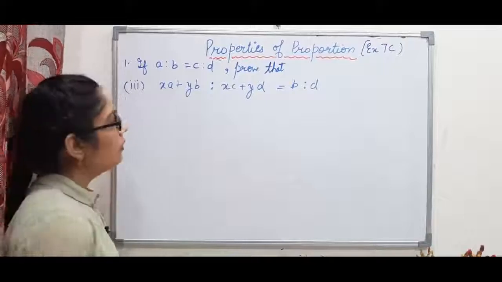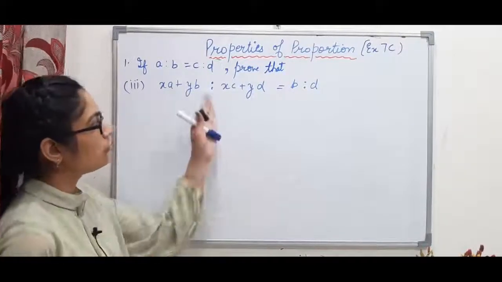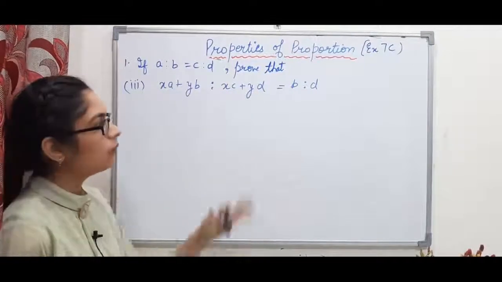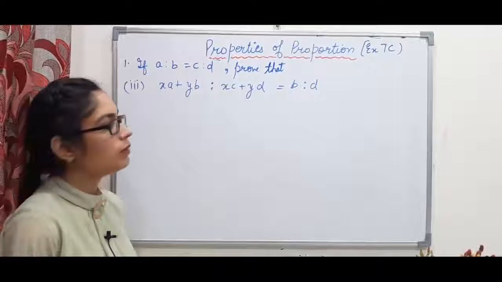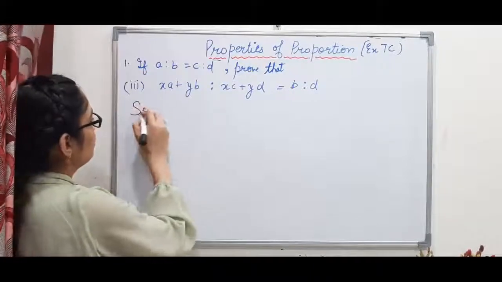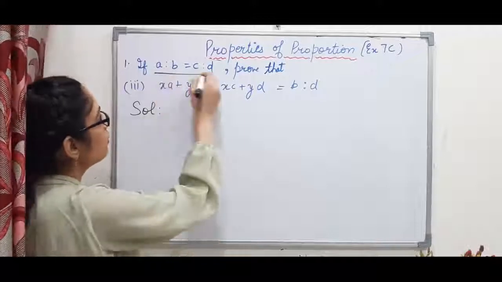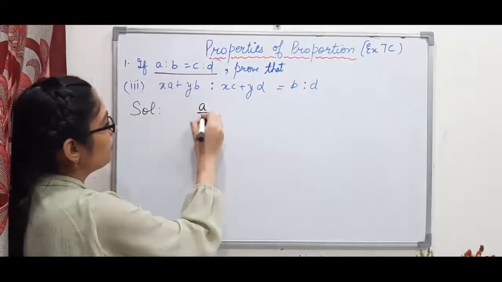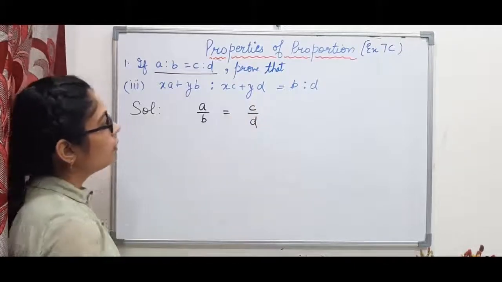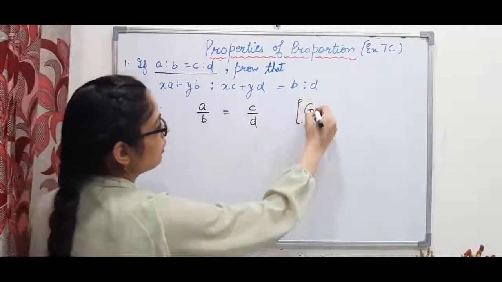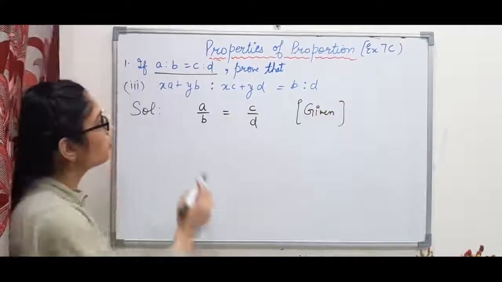In the third part, it's given: prove that (xa plus yb) is to (xc plus yd) is equal to b is to d. So let's start. First we will write the given thing. It's given to us a by b is equal to c by d. So this is given. Now we have to see what we have to prove.